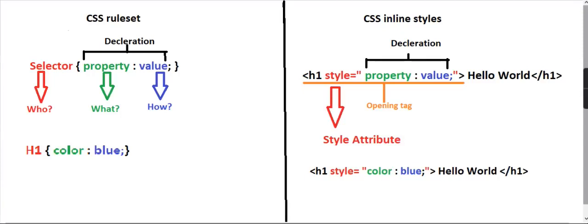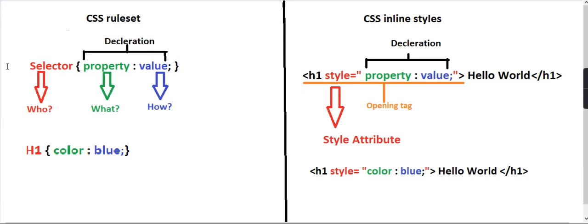CSS can be written in two different methods. The first method is the CSS Ruleset method, and the second is the CSS Inline Styles. First, let's see the CSS Ruleset.